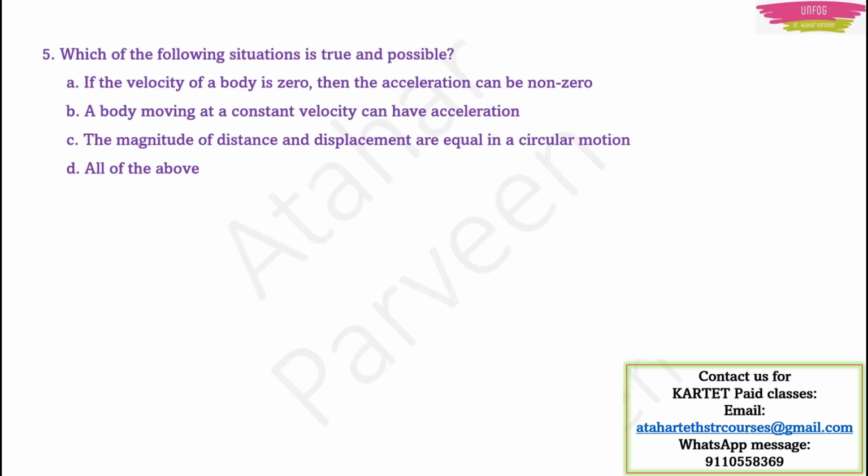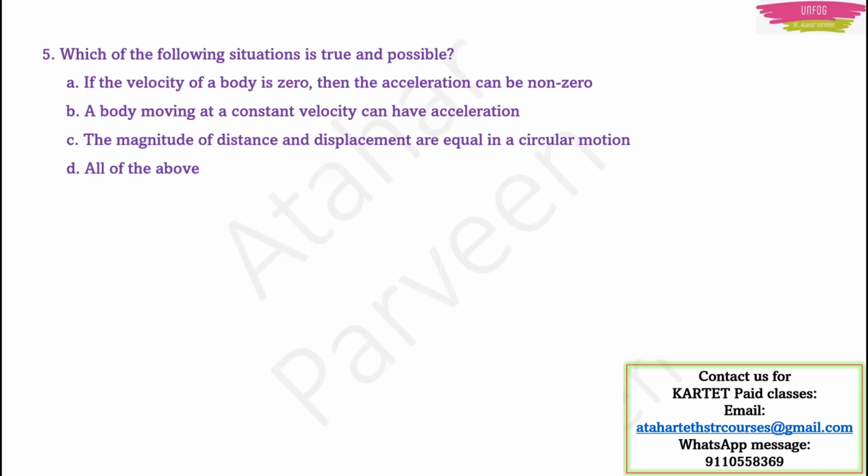Option B. A body moving at a constant velocity can have acceleration. Number C. The magnitude of distance and displacement are equal in a circular motion. See, according to me, if I go from below, option C, the magnitude of distance and displacement are equal in a circular motion. This is absolutely wrong and it is not possible.